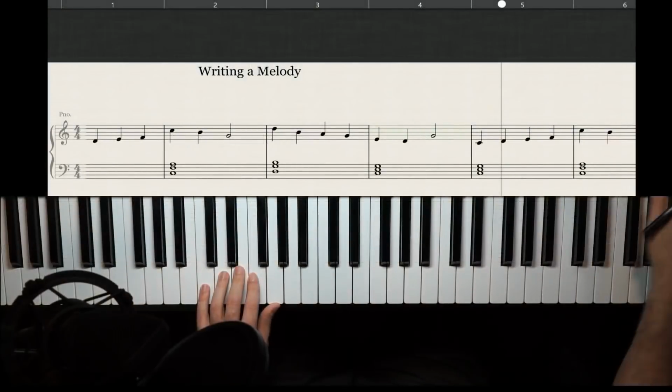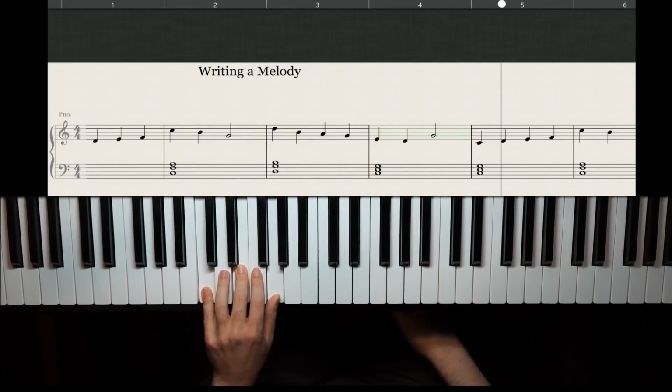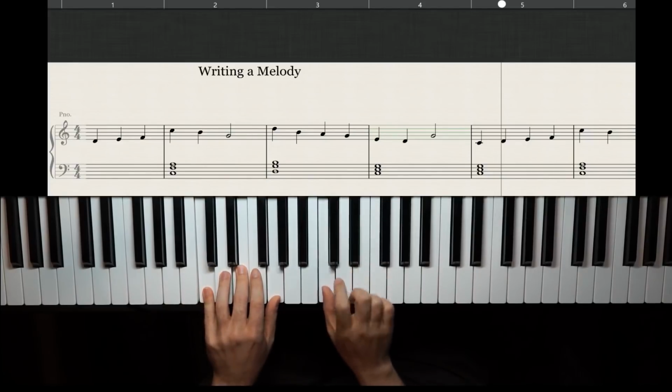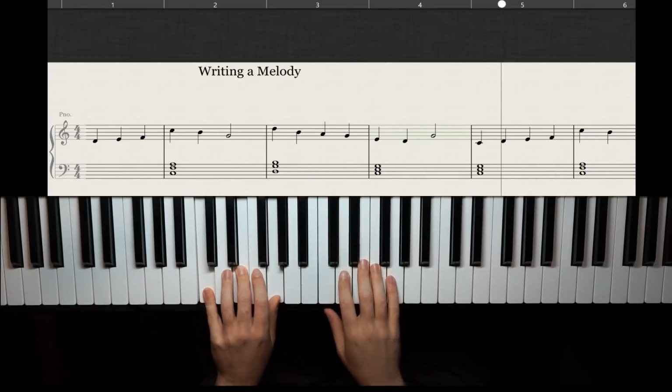Let me show you what I'm working with on the piano here. So I have a C major chord down here, and if it's the first phrase, right? If you end on the first note of the chord, it sounds too final. You want to do that at the end.